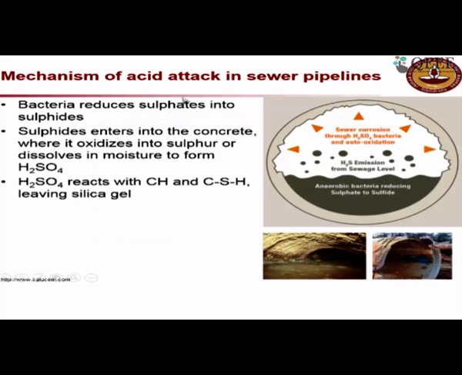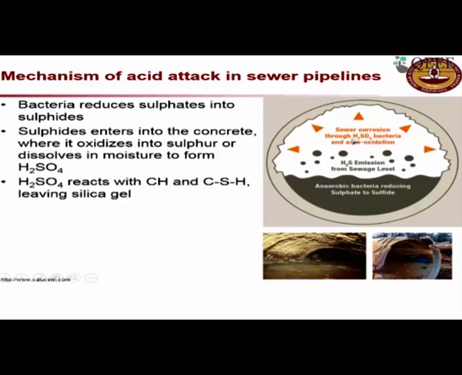Now, how does the mechanism happen? Here, the picture is the cross section of the sewer pipeline. You have bacteria which is present and it reduces the sulfates into sulfides, so the sulfide is available here. You have H2S emission from the sewage, and then that leads to corrosion through H2SO4, or sulfuric acid. This attacks the concrete here. It is very clear in this picture that the bottom half of the concrete is not attacked as compared to the top half of the concrete.